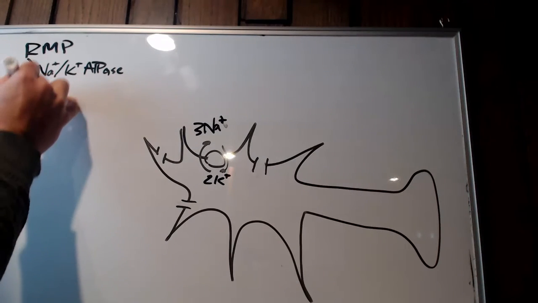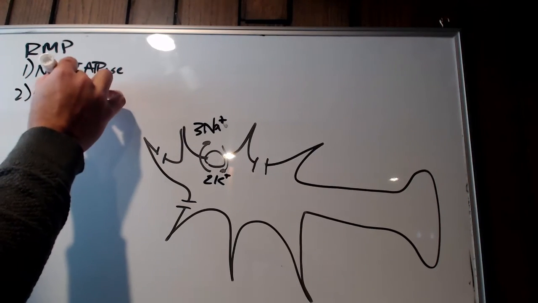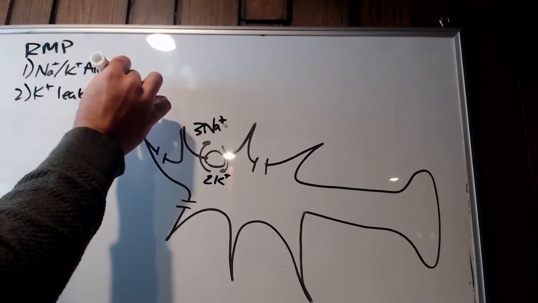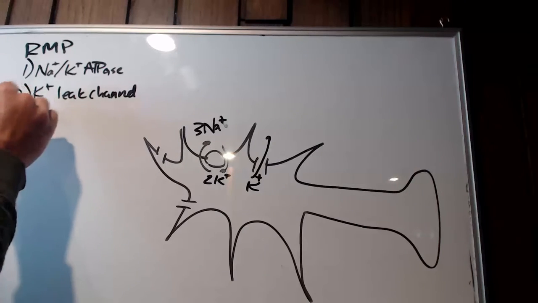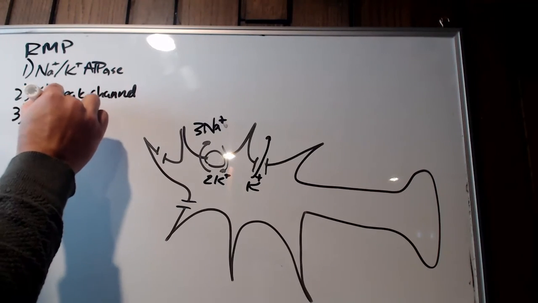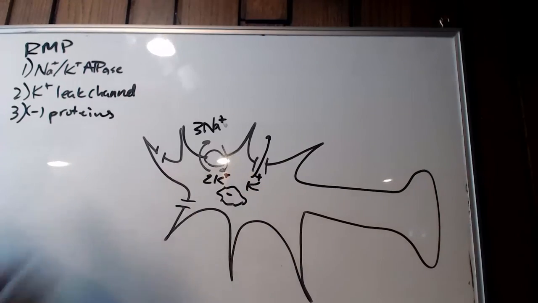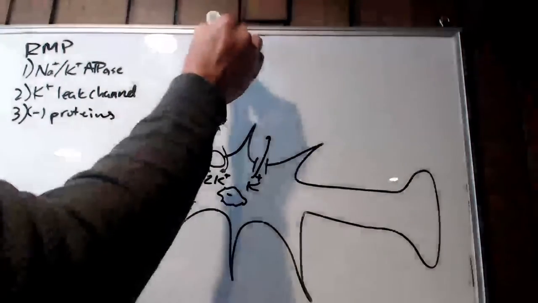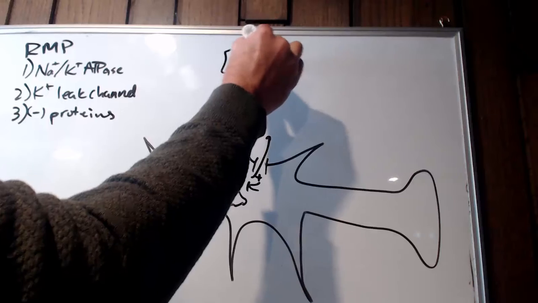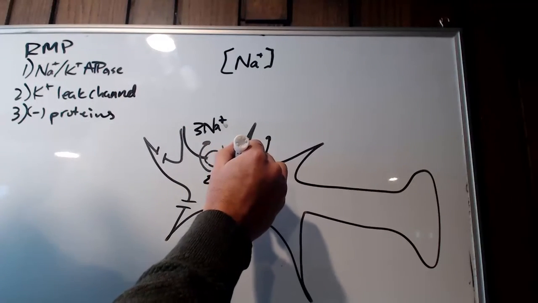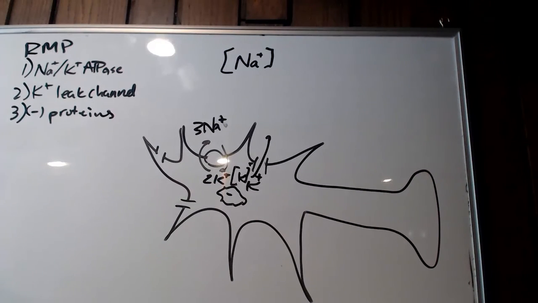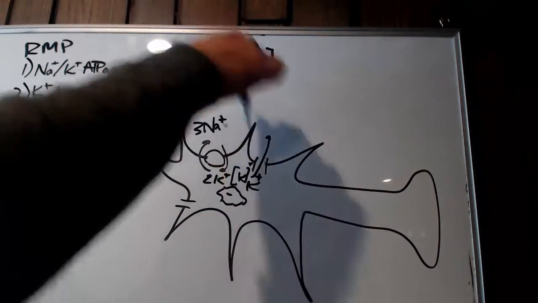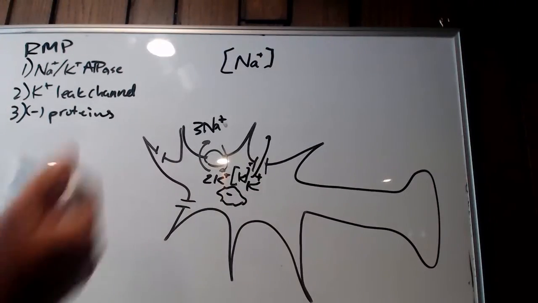There's also going to be potassium leak channels, and that's going to allow potassium to leave, along with negatively charged proteins. What that does is it makes it so that there is a whole lot more sodium on the outside and a whole lot more potassium on the inside. And what that also does is make it so that sodium is going to want to go into the neuron and potassium is going to want to leave the neuron.